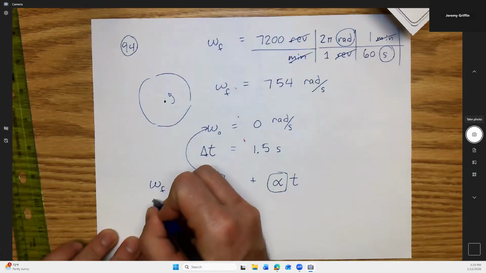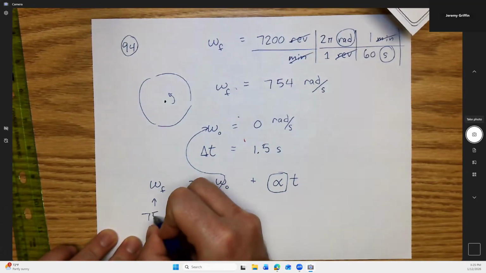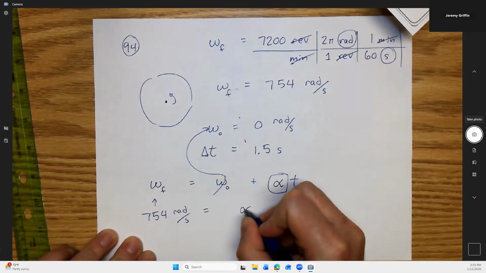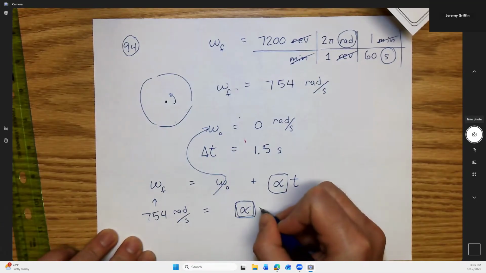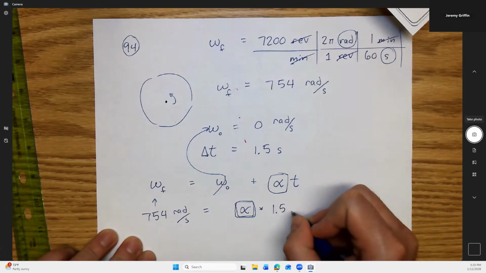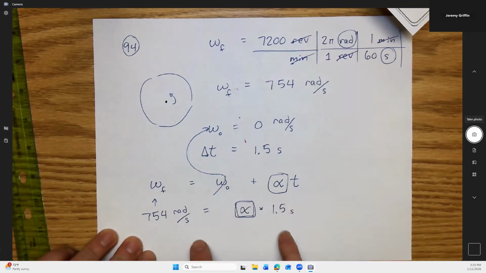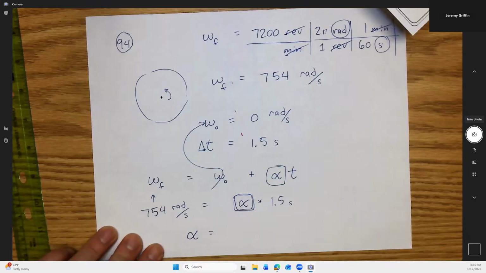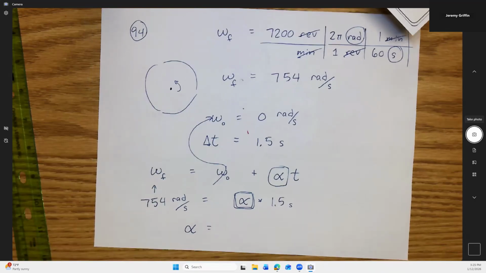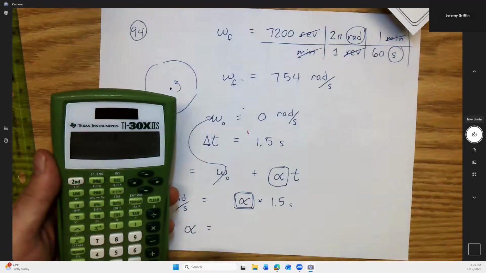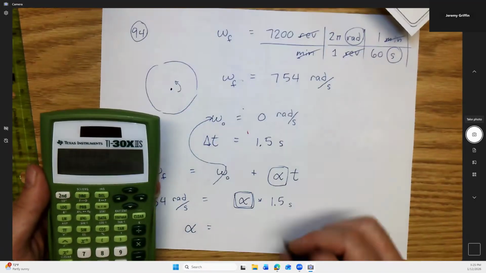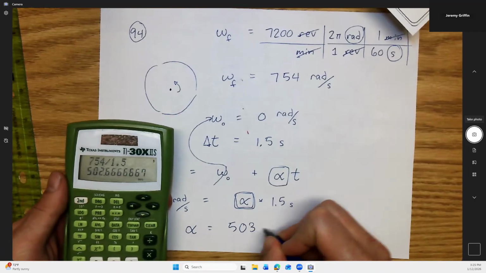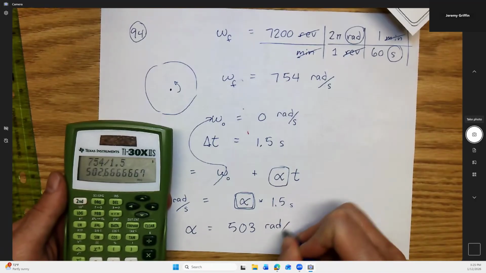And so here, I'm going to call this 754. That's radians per second. And it's equal to alpha, which we're solving for, times 1.5 seconds. Ooh, one algebra step to get the answer. Because what's the last algebra step? Yeah, divide by 1.5. 754 over 1.5. I'm looking at 502.67. I'll just call it 503. That's radians per second squared.